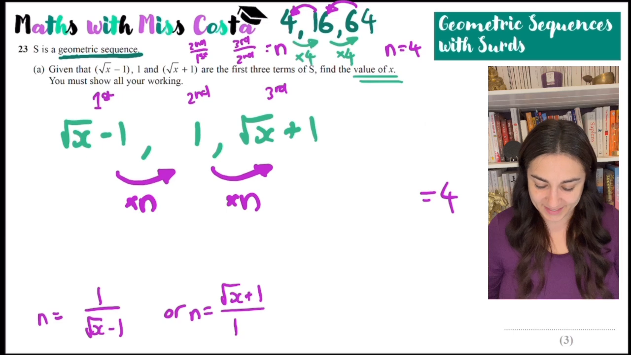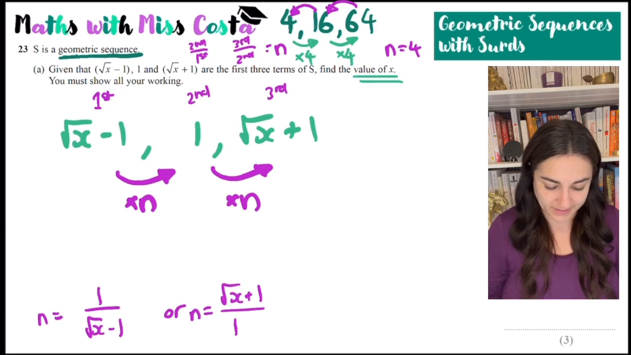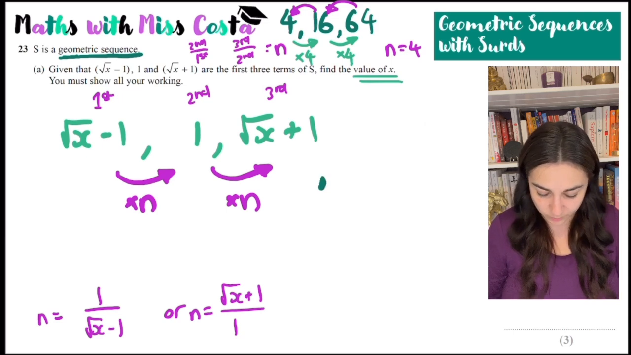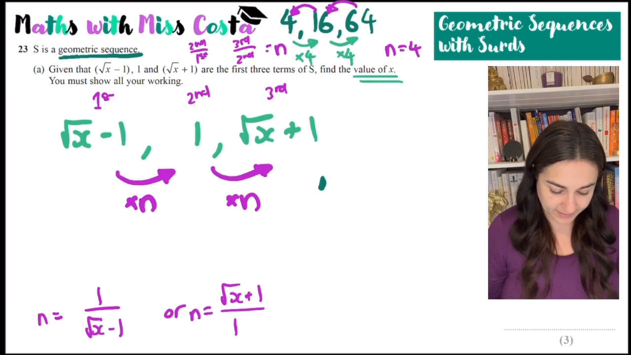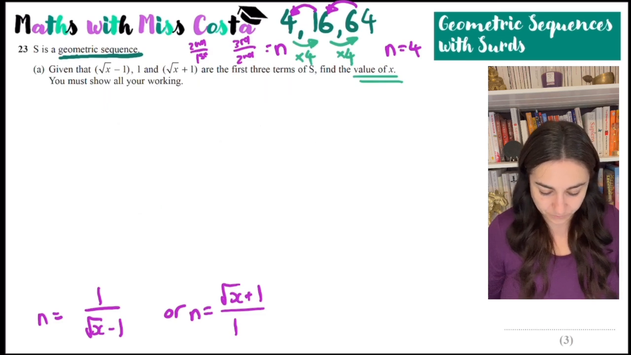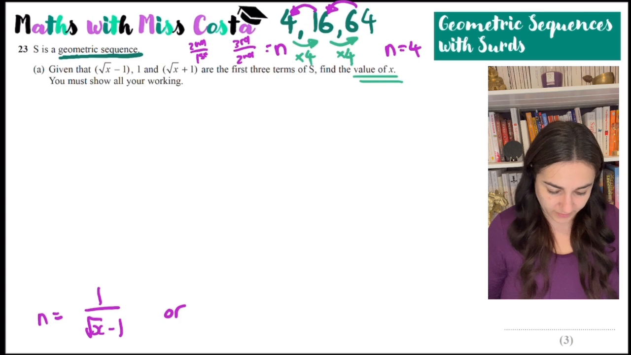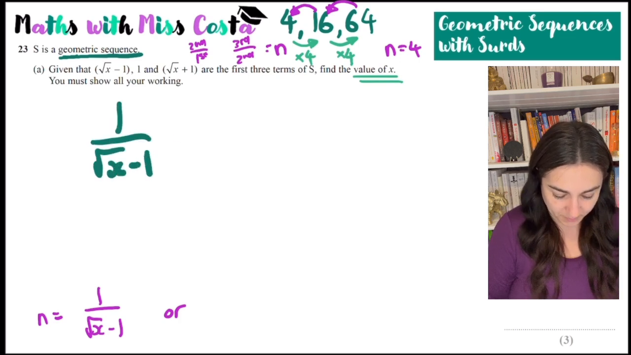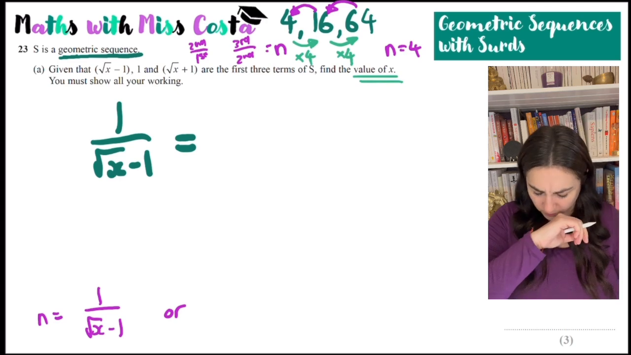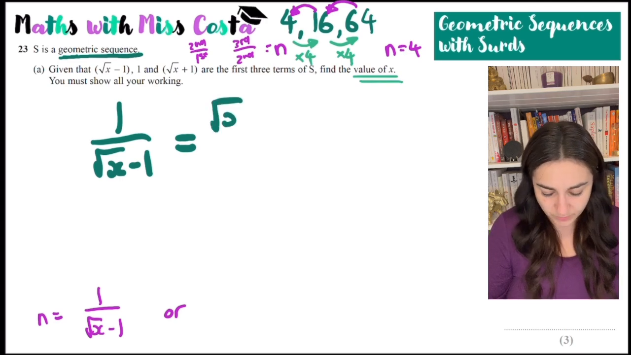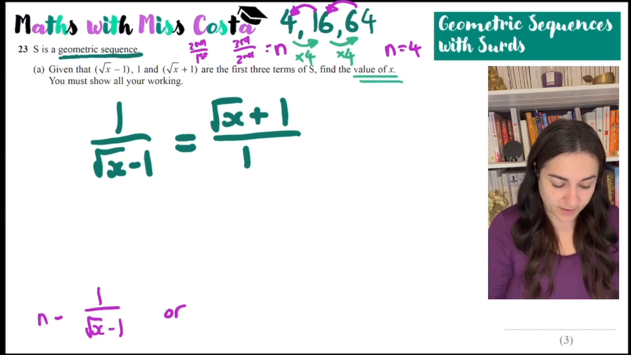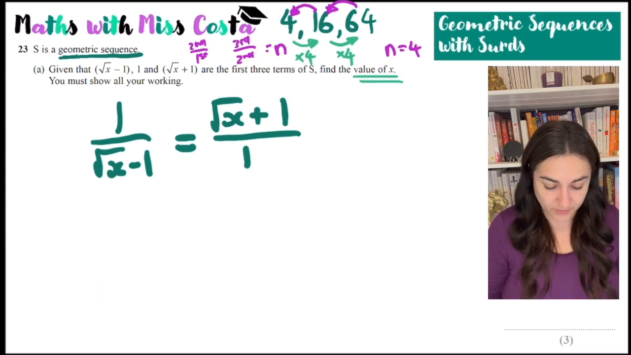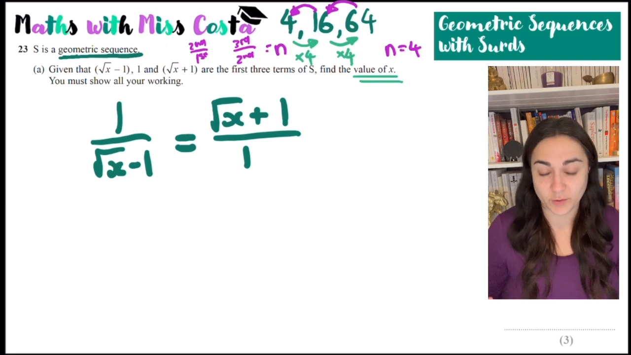Well, when anything's equal, I can just put a big equal sign next to it and solve. So I know, and let's actually get rid of this sequence too. Oh no, I just deleted it. Okay, so I know that 1 over root x minus 1 must be equal to root x plus 1 over 1. Okay, I've got just an algebraic equation. All I need to do is rearrange it and solve to find x.